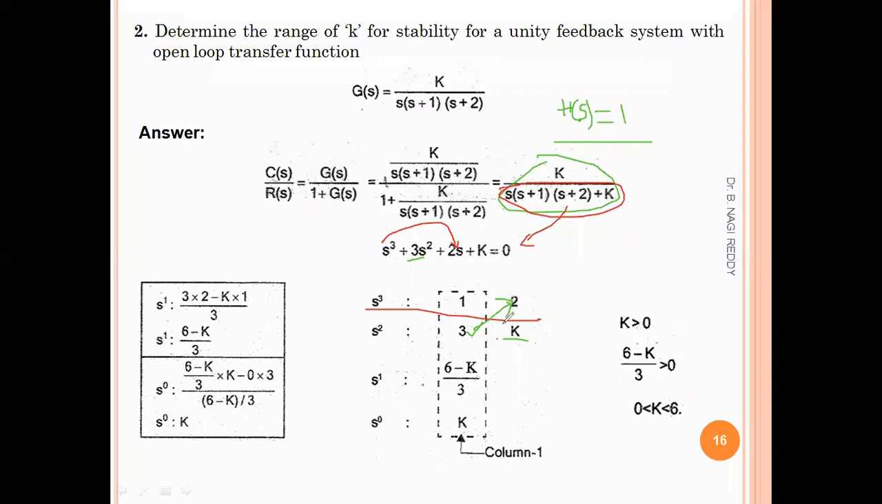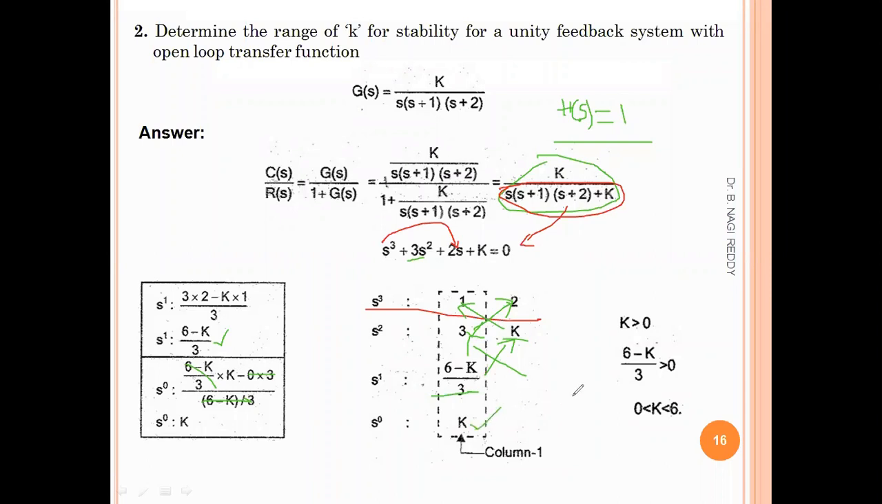Now construct the next row here. So 3 into 2 minus k into 1 by 3. So 3 into 2 means 6. So 6 minus k by 3. So the calculation is given here. So I'll get 6 minus k by 3. And for s power 0, you can see this into this minus 0 into 3 by this one. So this into k minus 0 into 3. So this becomes 0. And 6 minus k by 3 gets cancelled. So we'll get k again here.